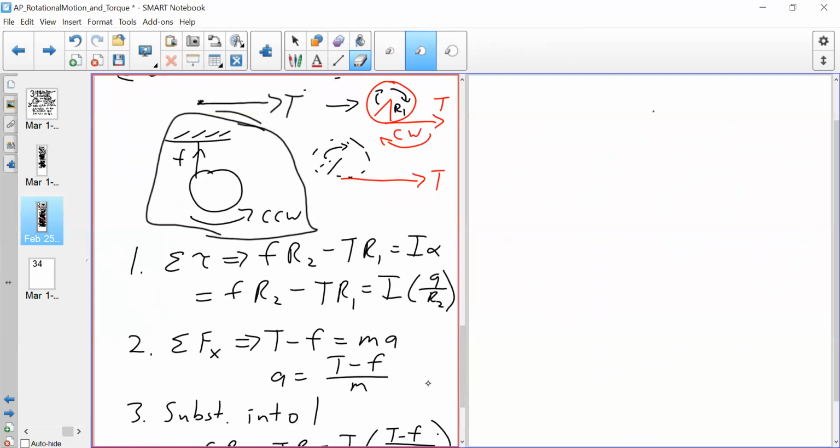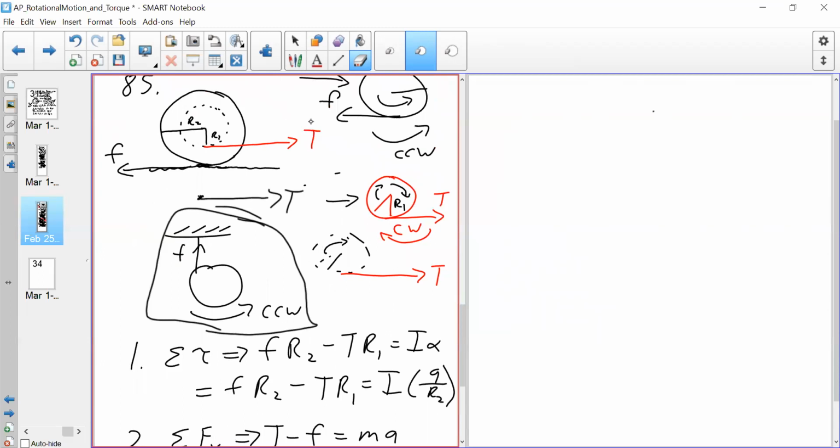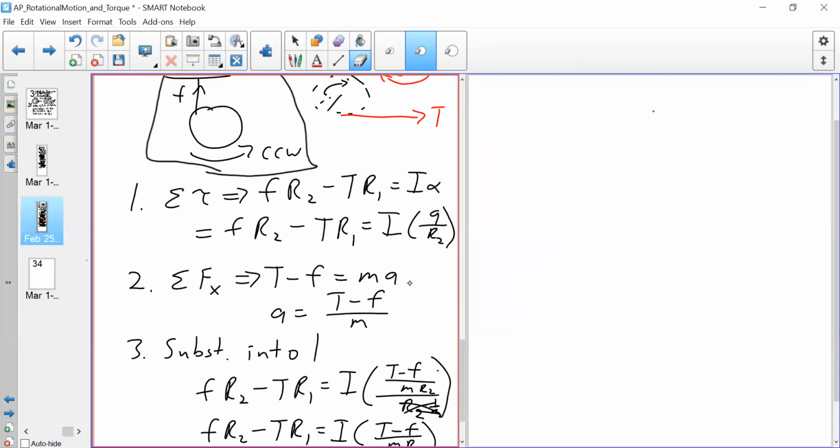And then we have our force equation, T minus F. T goes to the right, force friction is left, equals MA. Why is that going to be positive? Well, because the linear acceleration is going to be pointing to the right. It's going to be rolling right. The center of mass actually rolls to the right. So that's why this is MA.